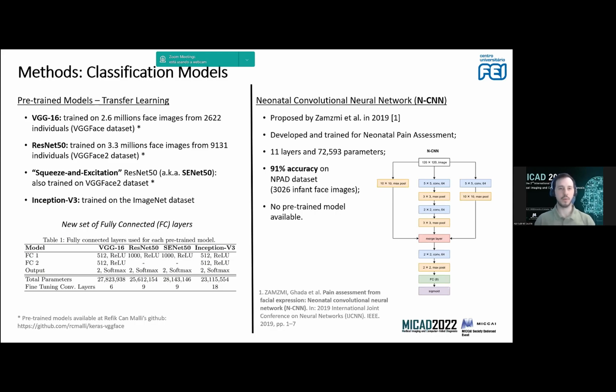In addition to these four well-known CNNs, we also implemented the neonatal convolutional neural network, or the N-CNN. That is the first CNN developed specifically for the classification of newborn face images. It was proposed by Zamzmi and associates in 2019, and in its original publication, the N-CNN achieved an accuracy of 91% on a private dataset, the NPAD dataset. Since there is no pre-trained version of this model available online, we had to rebuild it from scratch, following the original description provided by the paper.